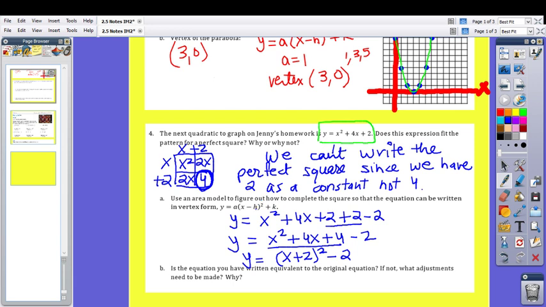Now the next one is asking: is the equation you have written equivalent to the original equation? So we will say yes, they both are equivalent.